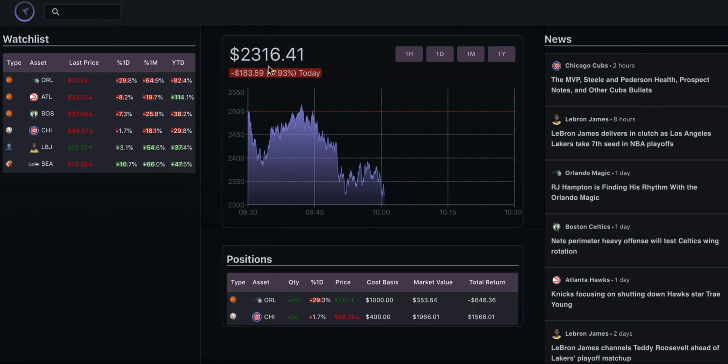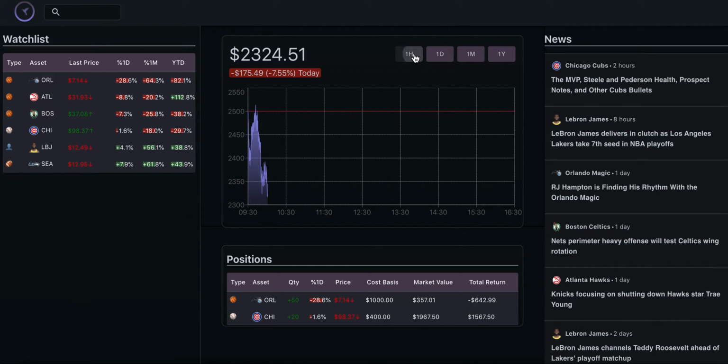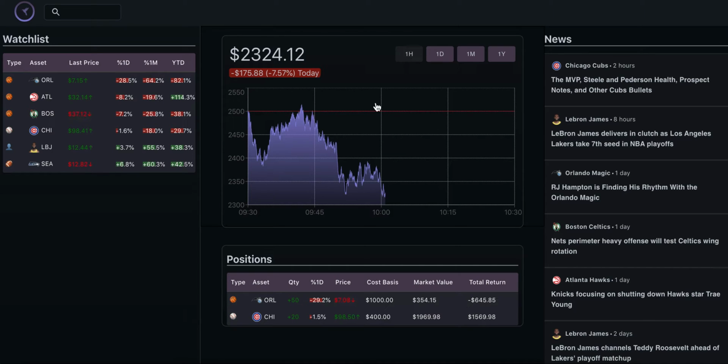On the right, we have the graph of your portfolio. This shows you the current value of the portfolio in real time, as well as the daily return, and you can sort it over a number of time periods to see exactly what your return is over that duration.